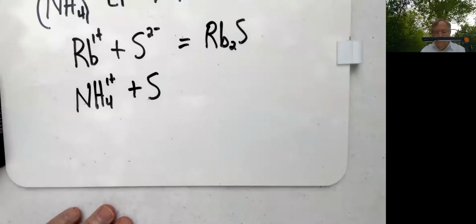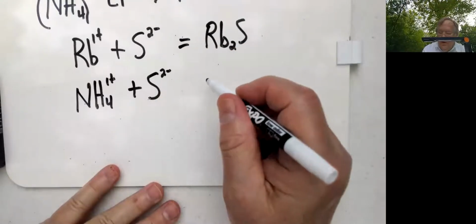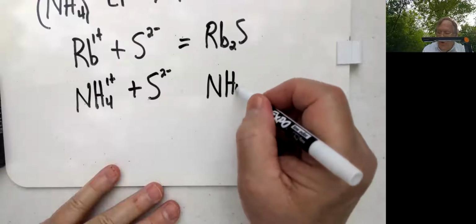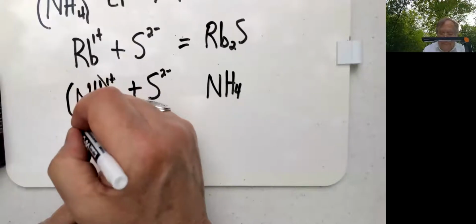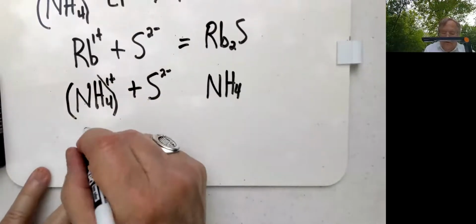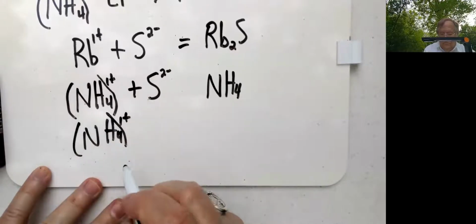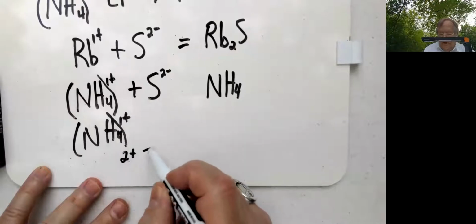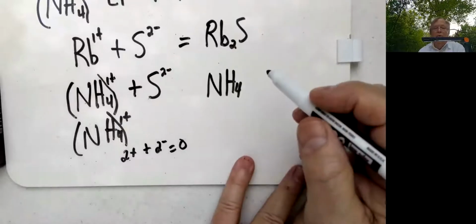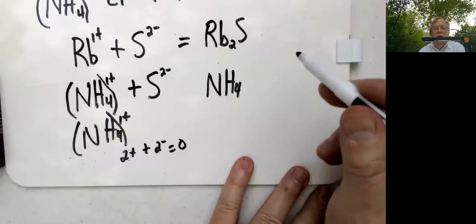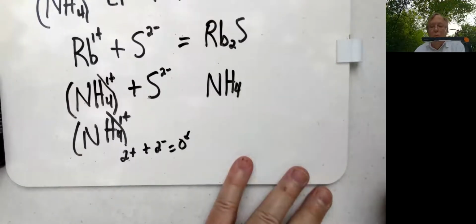All right, so we end up with NH4. Let's put our training wheels on. And we need 2 of those. Gives a positive 2 and a negative 2. Remember, we have to have the same number of electrons lost as gained. And so that adds to 0, very important.